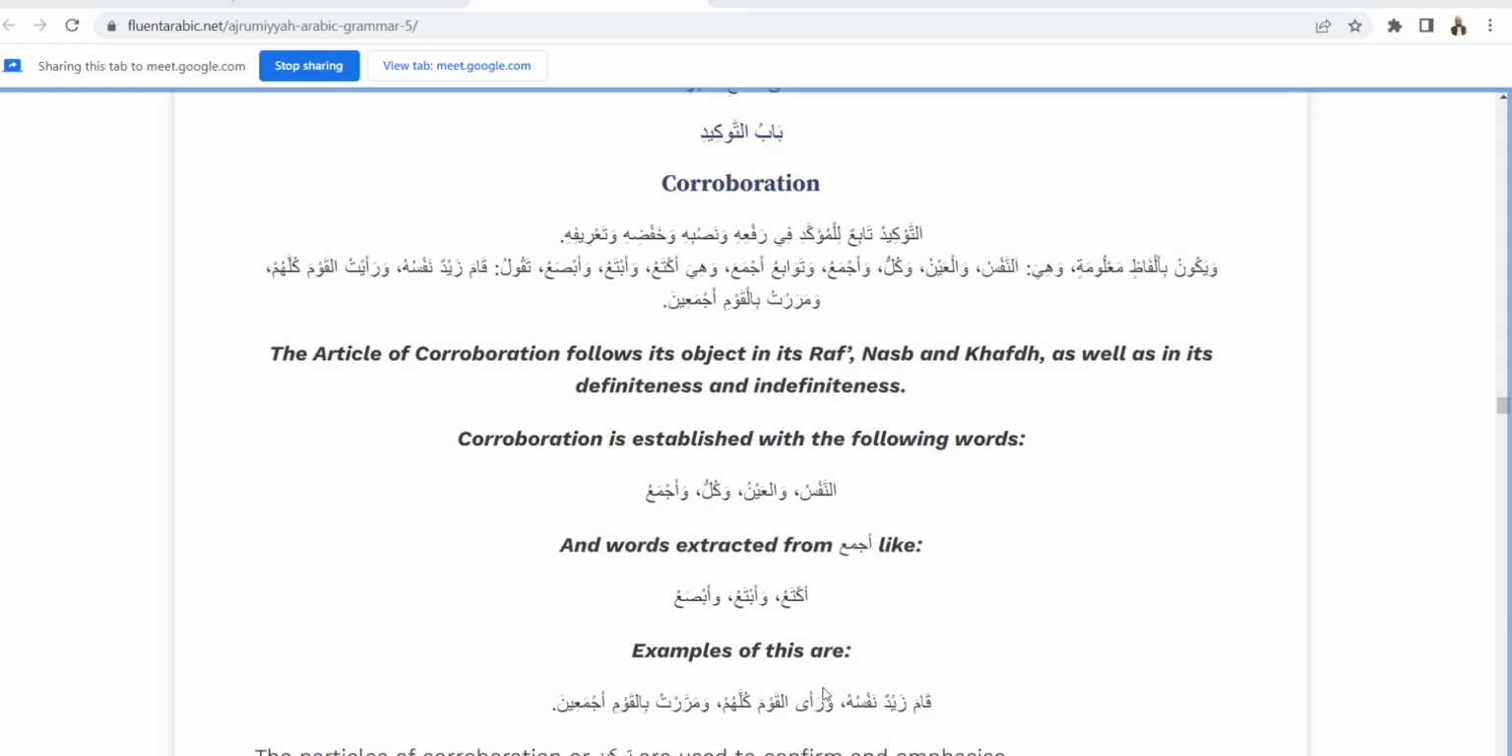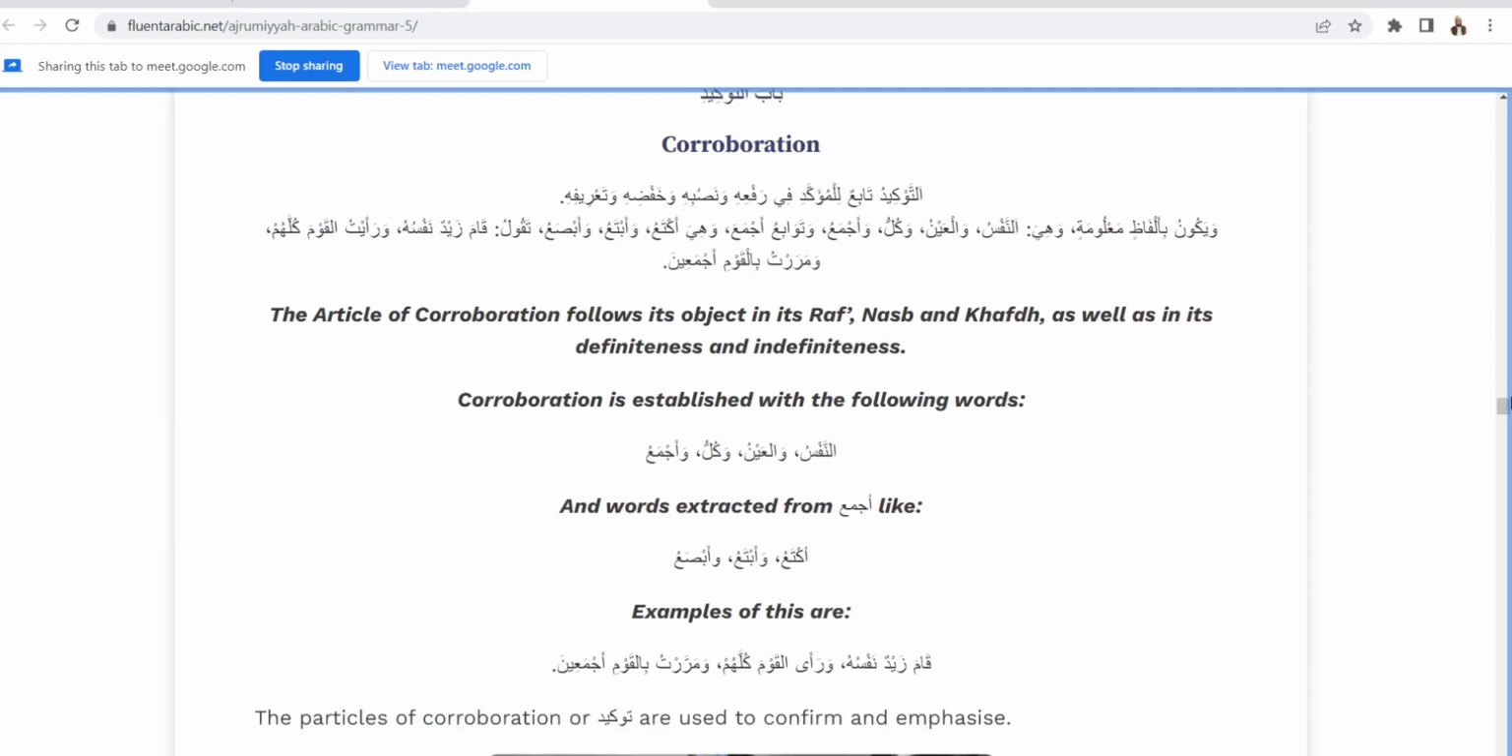The article of corroboration follows its object in its raf, nasb and khafd, as well as in its definiteness and indefiniteness. Corroboration is established with the following words: النفس والعين وكل وأجمع. And the words derived from أجمع, like أكتع وأبتع وأبصع. Examples of this are قام زيد نفسه ورأيت القوم كلهم ومررت بالقوم أجمعين.